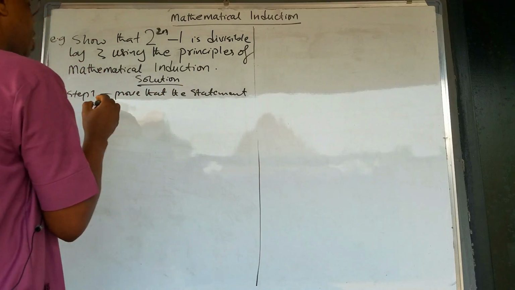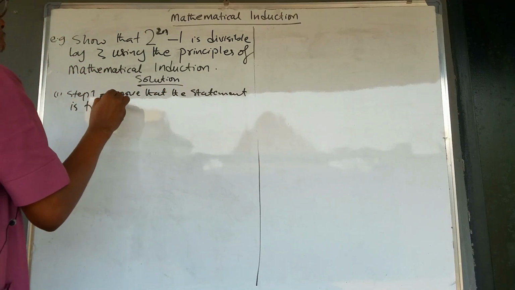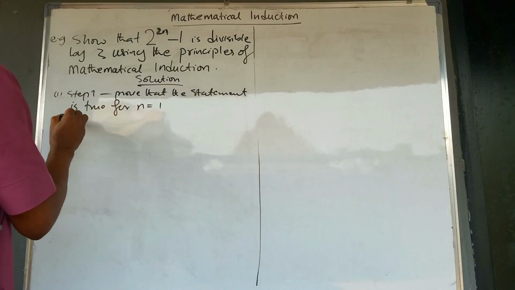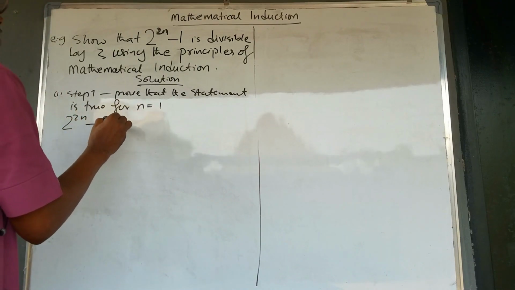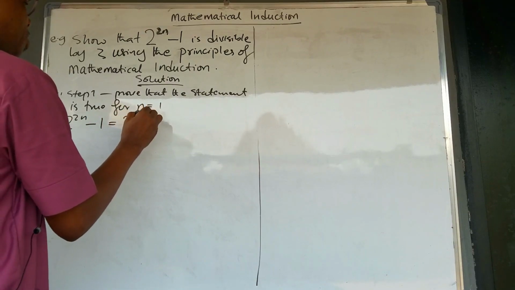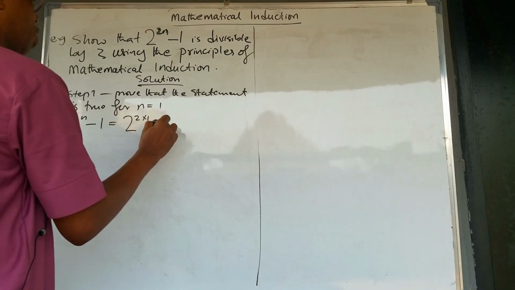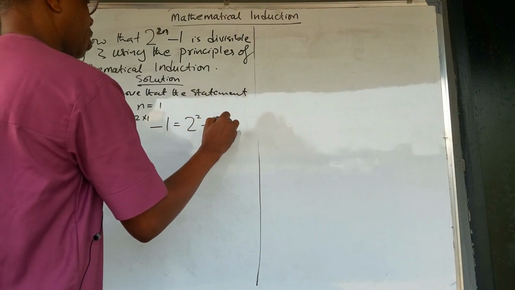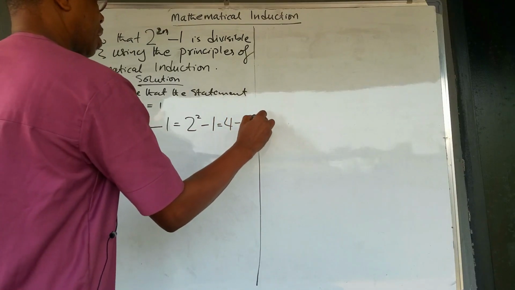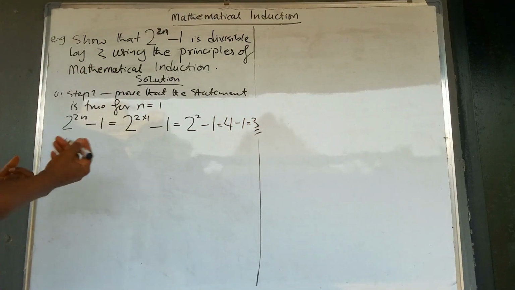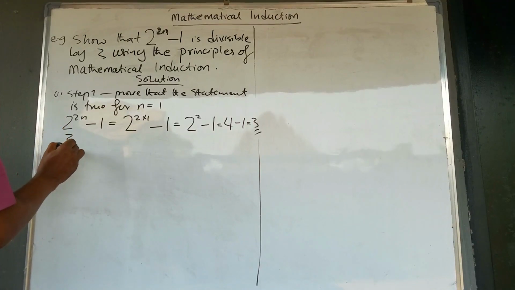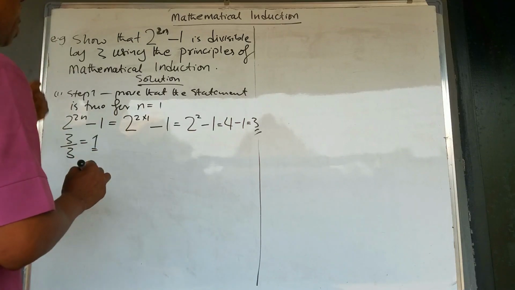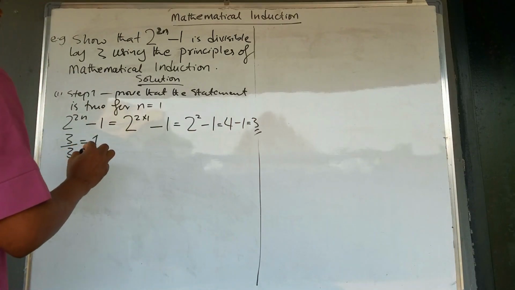That this statement is true for n equal to 1. How do I prove that? I'll simply write 2 to the power 2n minus 1 is the same thing as 2 to the power 2. I substitute n by 1, minus 1, and that will give me 2 to the power 2 minus 1, which is actually 4 minus 1, and that will give me 3. Now the next question is, 3 divided by 3 will surely give me 1. That means the result is true for n equal to 1.